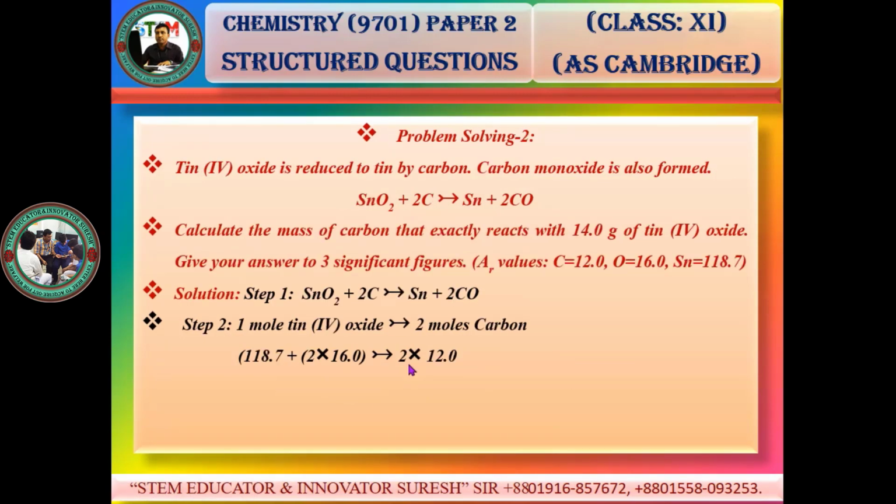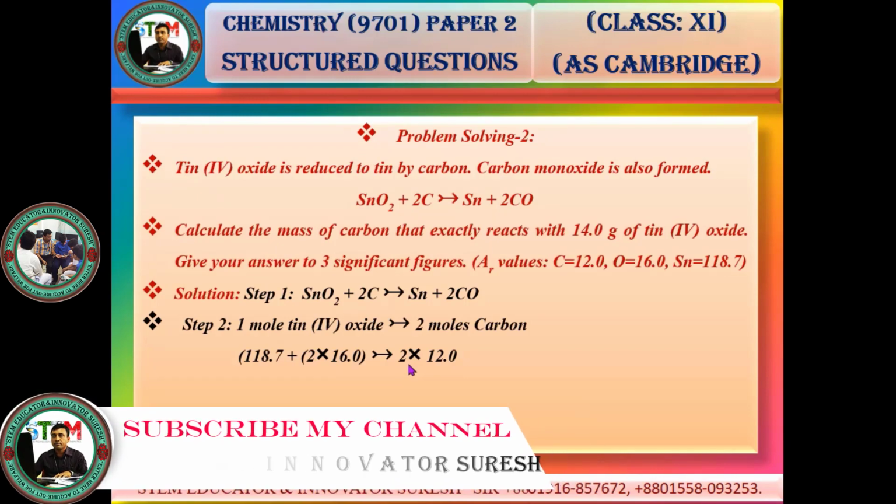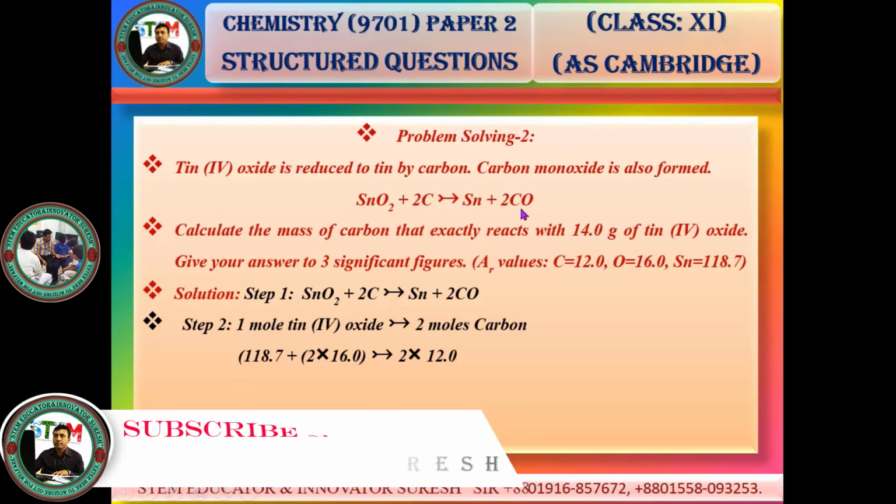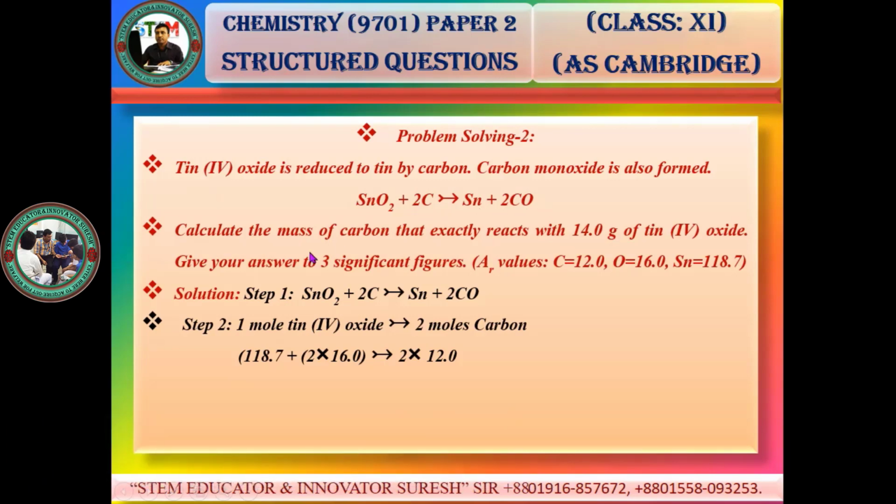Problem solving 2. Tin(IV) oxide is reduced to tin by carbon. Carbon monoxide is formed here. Symbolically, tin(IV) oxide reacts with 2 moles of carbon to form 1 mole of tin plus 2 moles of carbon monoxide. Calculate the mass of carbon that exactly reacts with 14 gram of tin(IV) oxide. You have to give the answer in 3 significant figures.